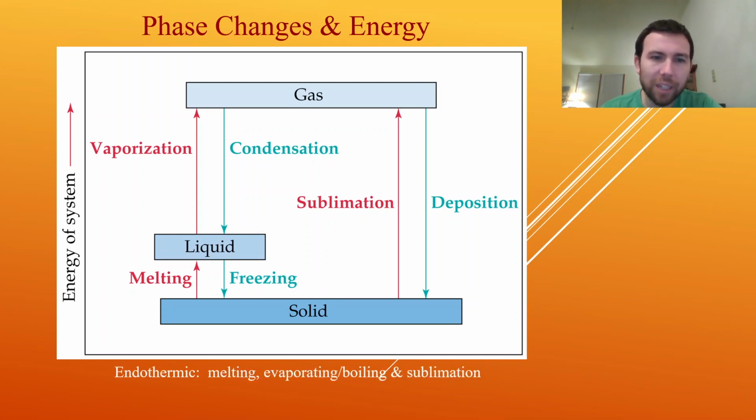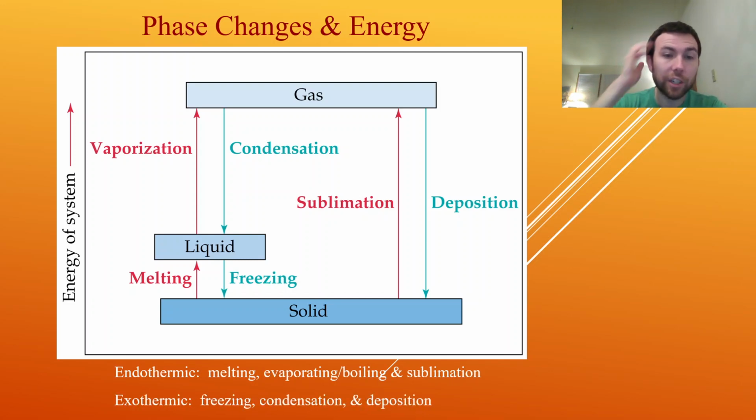So the endothermic phase changes, the phase changes that require energy, would be melting, evaporating, boiling, and sublimation. The phase changes that are exothermic, the phase changes that are releasing energy, are going to be freezing, condensation, and deposition. All right, hope that makes sense.